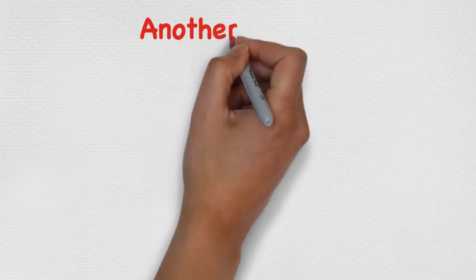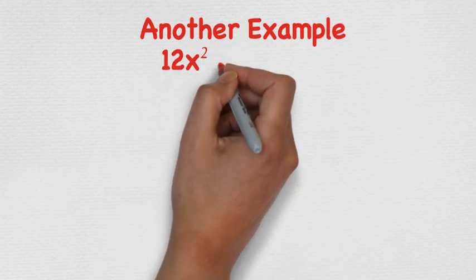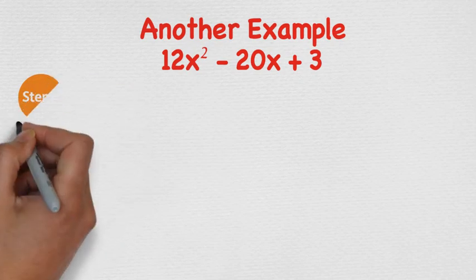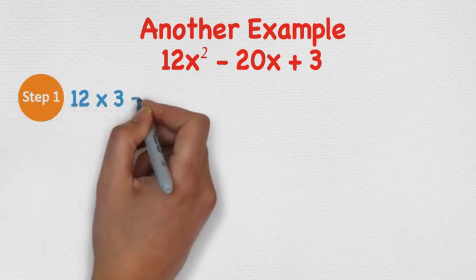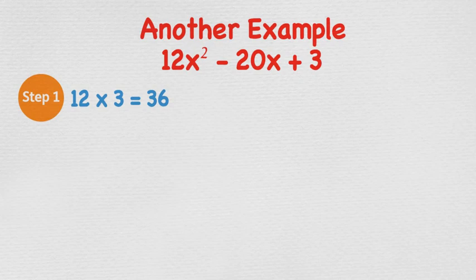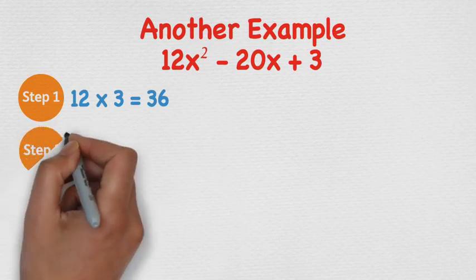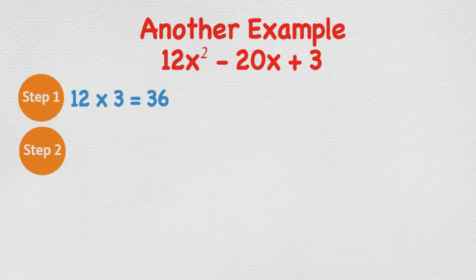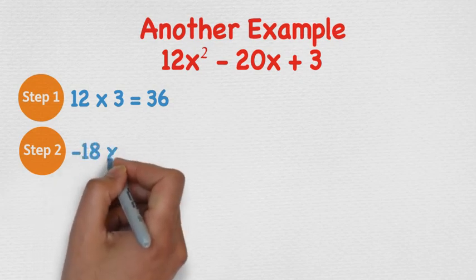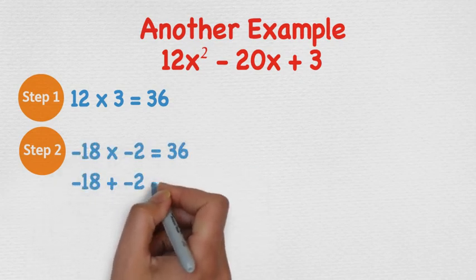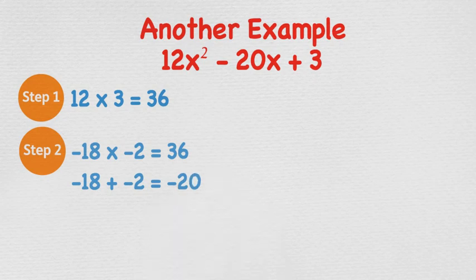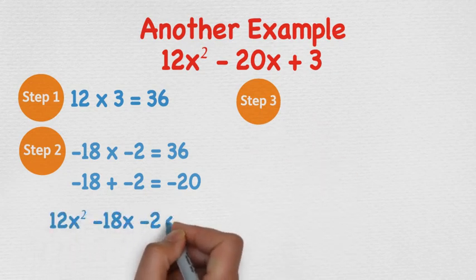Okay, let's do a harder example. 12x to the power of 2 minus 20x plus 3. Step 1 is identifying the coefficient of a, which is 12, and multiplying it with the value of c to determine its value, which is 36. Step 2, we identify the multiples of c, but they have to equal the value of b when added together. So like before, you can write out all the multiples of 36 and then find the two that when added together equal negative 20. In this case, the multiples are negative 18 and negative 2. As when added together, they equal negative 20, which is the b value, and when multiplied together, they equal 36, which is the ac value.